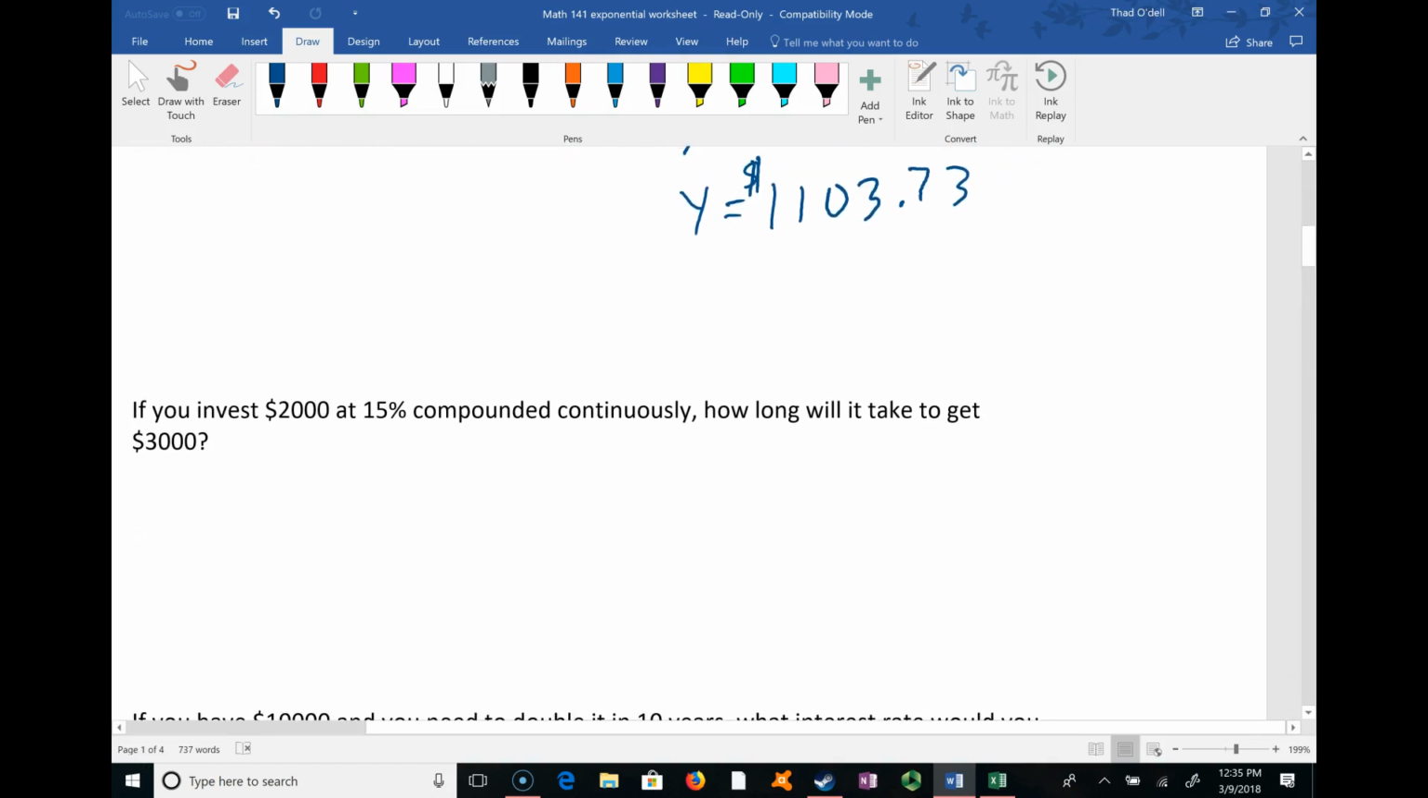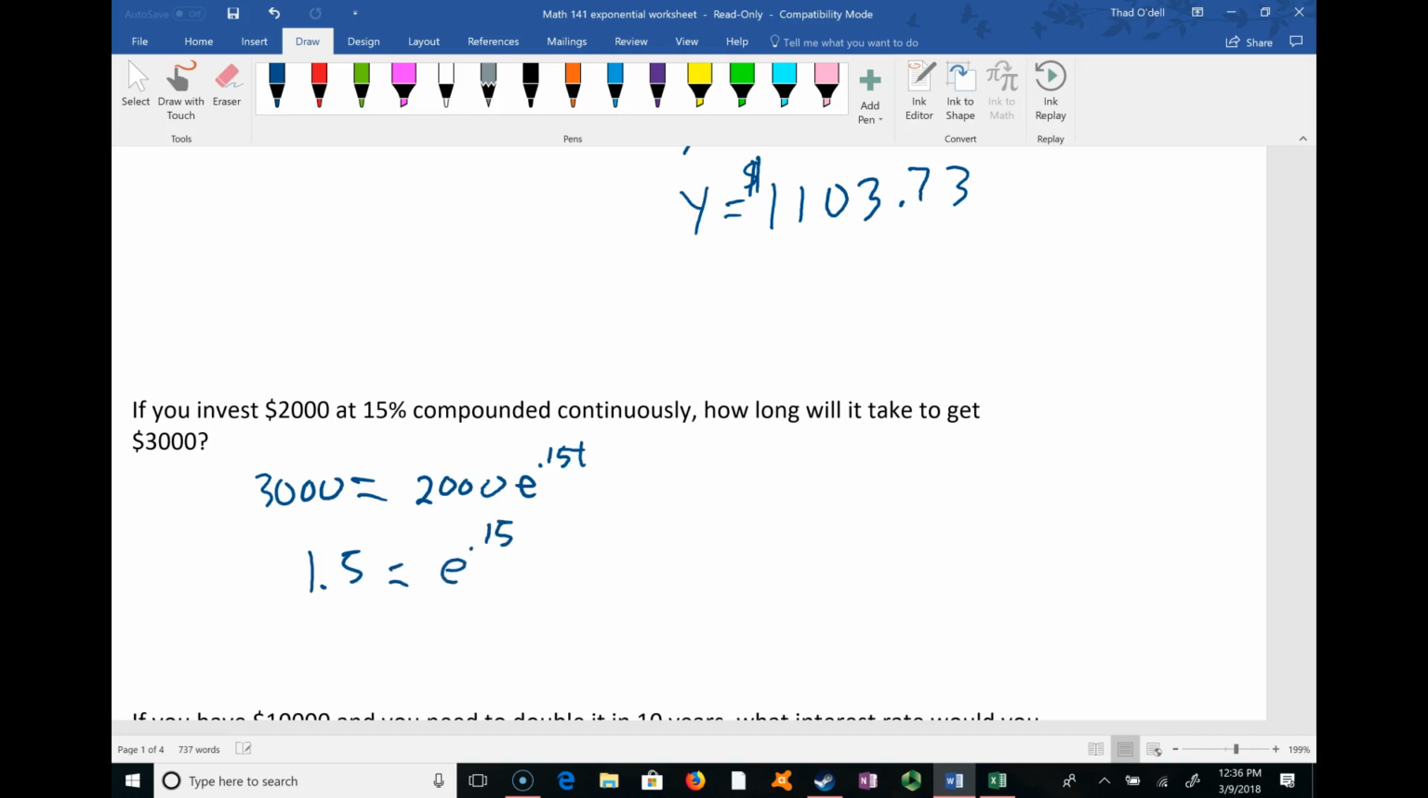Here's another compounded continuously. So similar, you'd say invest 2,000. How long does it take to get to 3,000? So that means I'm going to start at 2,000. And I'm going to take e to the 0.15 t. And we want to know how long it takes to get to 3,000. So I would put the 3,000 over here. And we'd solve it. 3,000 divided by 2,000 is 1.5.